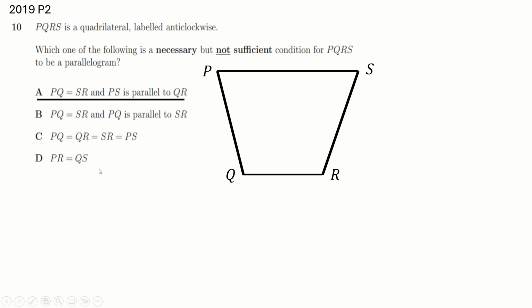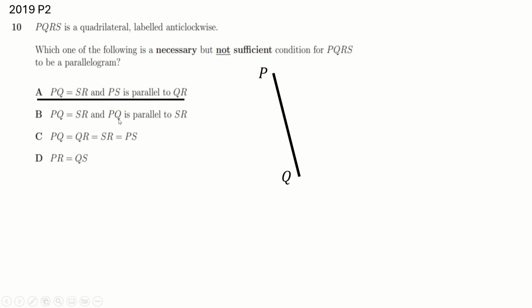Just to run down the other three because it's good practice. PQ equals SR and PQ is parallel to SR. Means that it looks like this. Of course, that means that this length and this length have got to be parallel to each other and got to be equal, which means that's our overblown definition of a parallelogram of equal opposite and parallel sides, right? Two pairs of each. So that's necessary and sufficient, which is why it wasn't allowed.